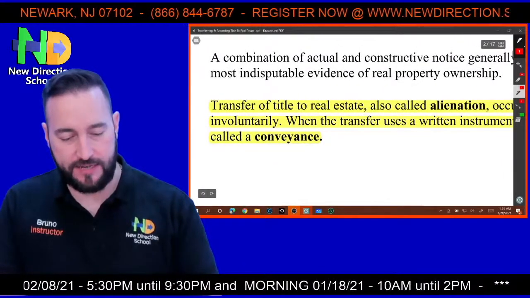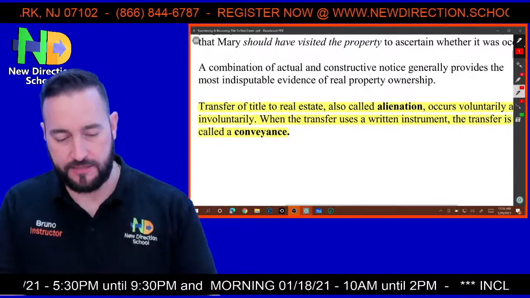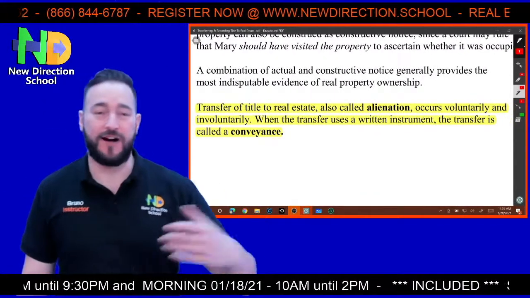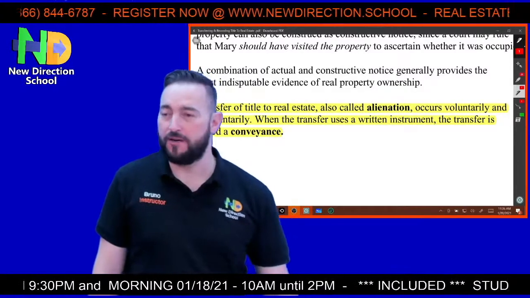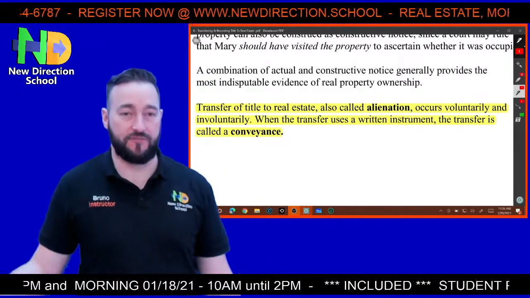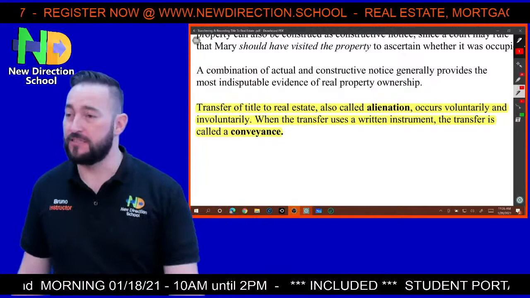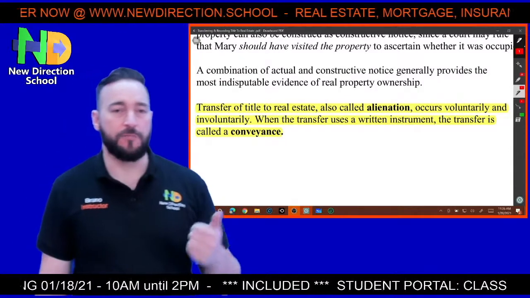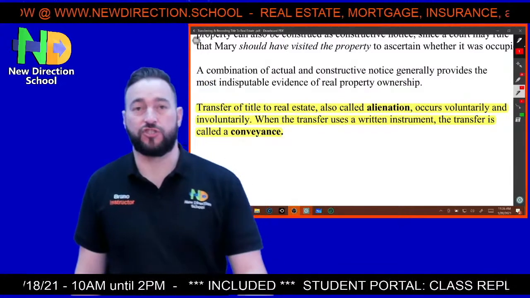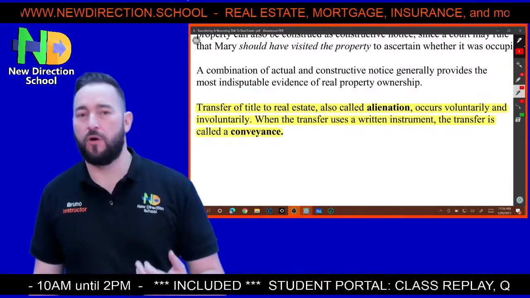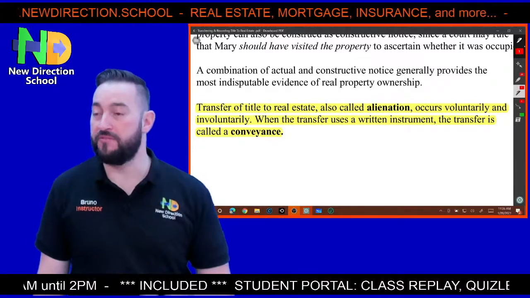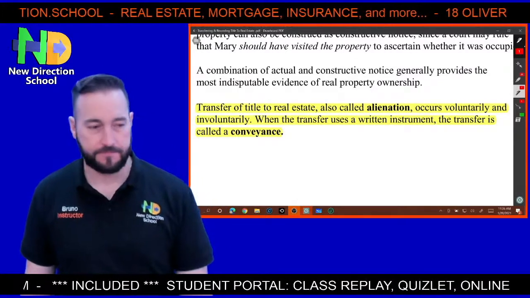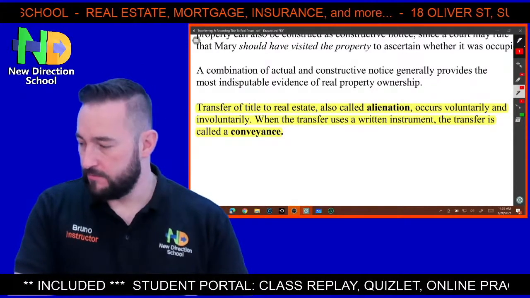Now, the transfer of title to real estate is called alienation, and I'll explain that in a second. This occurs voluntarily or involuntarily. We can voluntarily sell our property or have it involuntarily taken away from us. So we can voluntarily transfer the property, which could be by deed or by will, for instance, or exchange. Or involuntary, where you're being forced out of the property, like foreclosure, as an example.